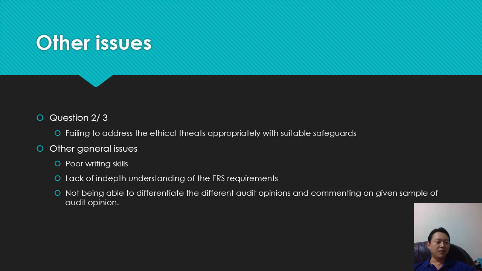Now, there are very good examples of these two topics being tested. The last few sittings have observed revenue being tested again and again.